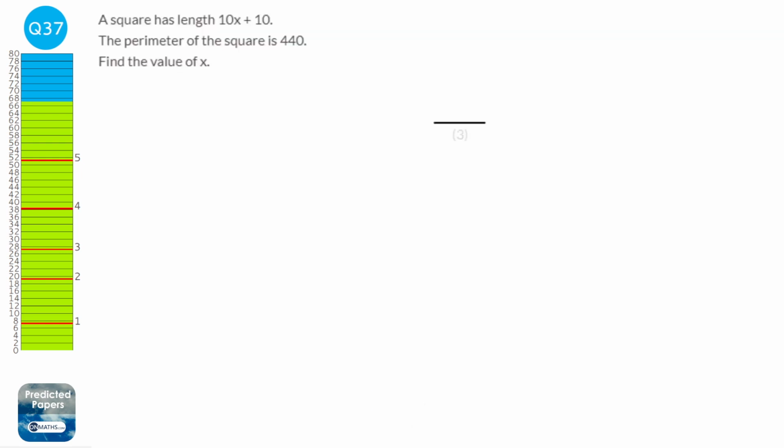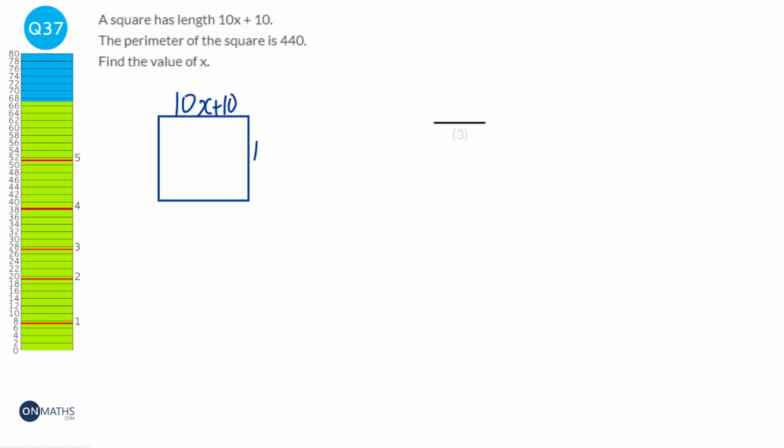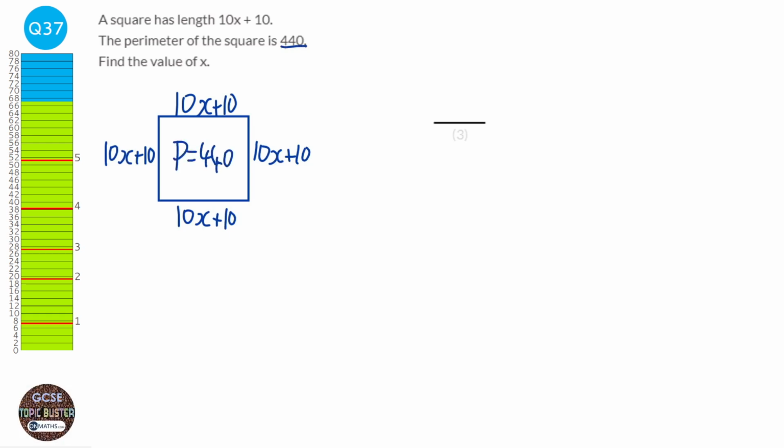First thing I'm going to do is just draw the square out. And we know the length of it is 10x plus 10, but it is a square, so that's the same all the way around it. But we're also told that the perimeter is 440, so the perimeter is 440. So what we can do is we can work out the perimeter in algebra by multiplying 10x plus 10 by 4, or just adding up the 4 lengths that we've got.